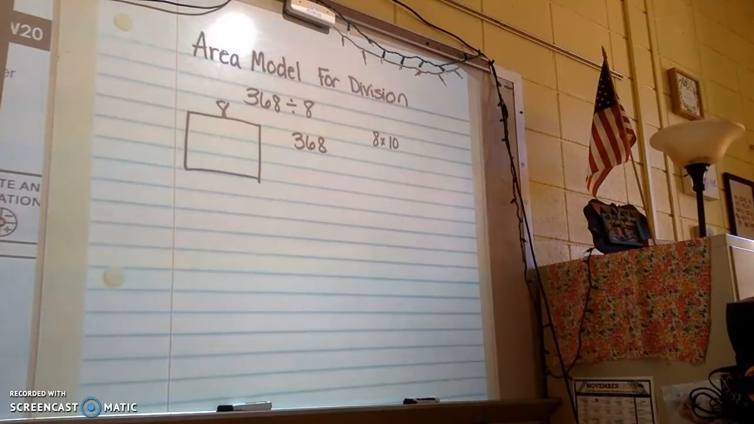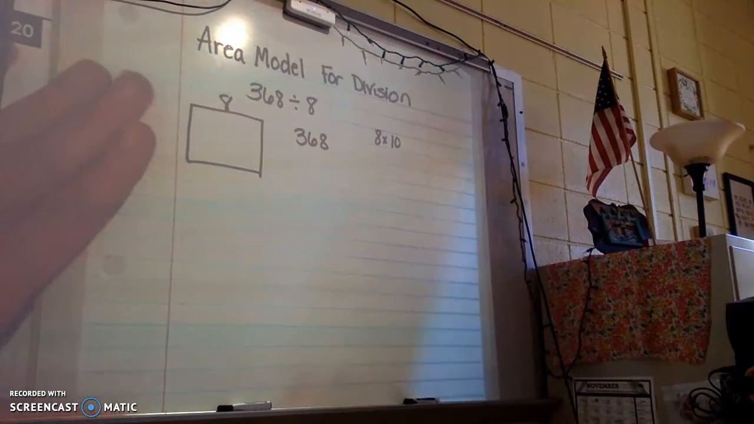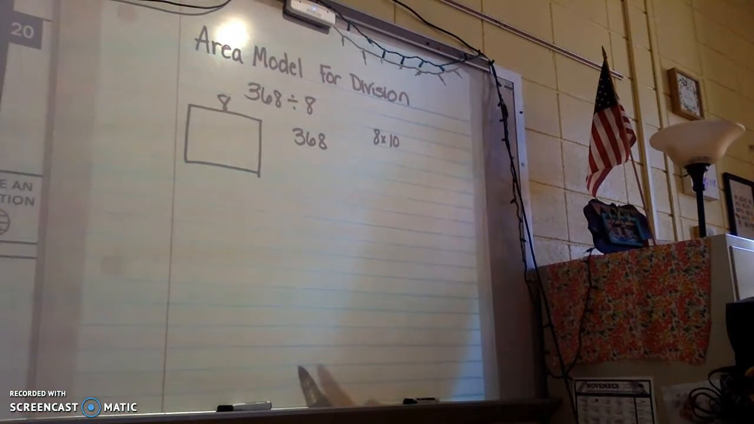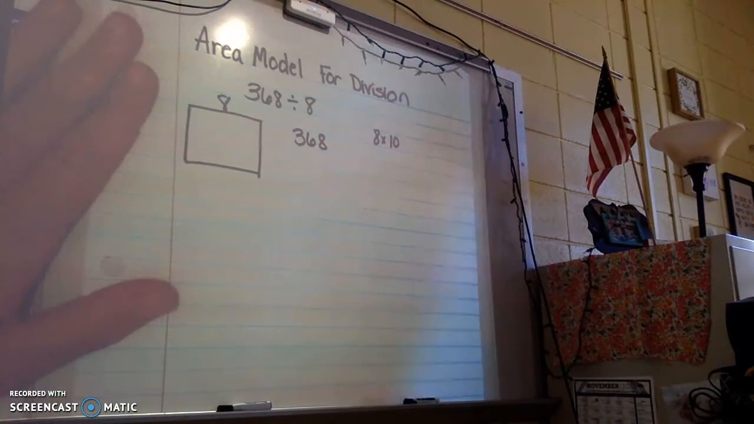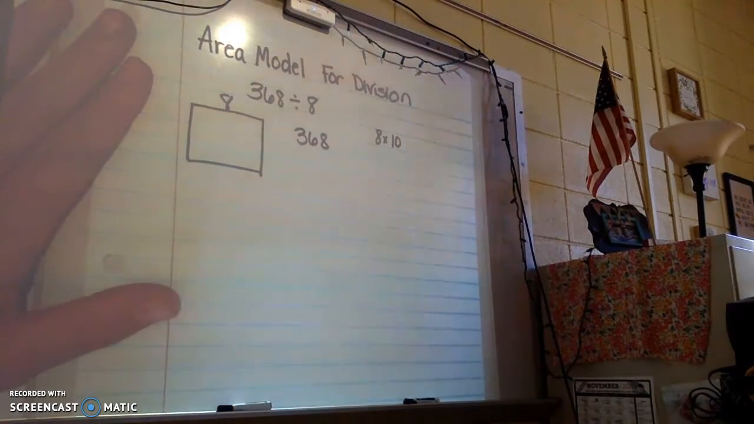Hey, fifth grade. I just wanted to show you guys how to use another strategy for division. We've already talked about partial products in class, and I showed you guys also how to use base 10 blocks if you need to help you divide. This strategy is called area model for division.